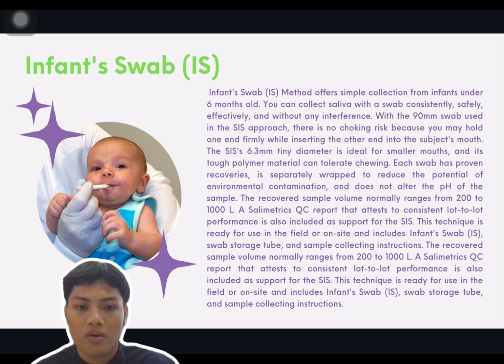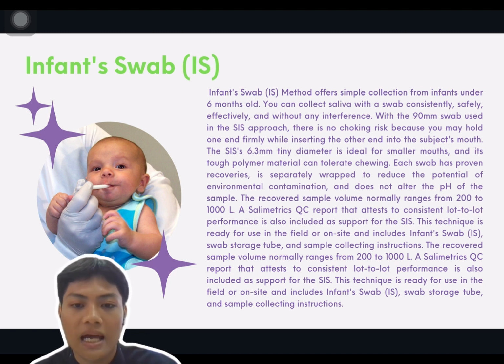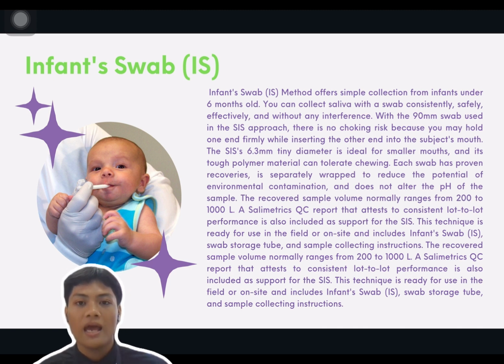The SIS method, with its tiny 6.3mm diameter, is ideal for smaller mouths, and it can prevent babies under 6 months old from choking or any other hazard that could be potential while doing this method.